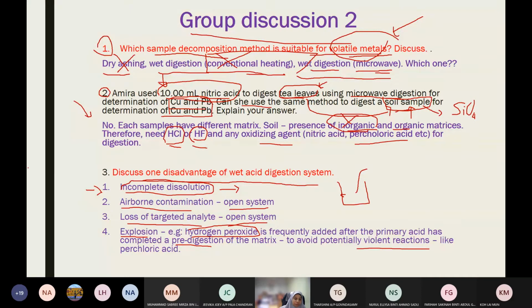The same goes with perchloric acid. You don't just take the perchloric acid and then digest. Either you add them one by one or you add both, but you have to leave it. Normally we leave it sometimes for one day, and only the next day do we start the digestion process.